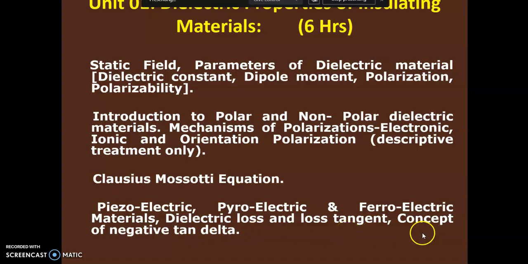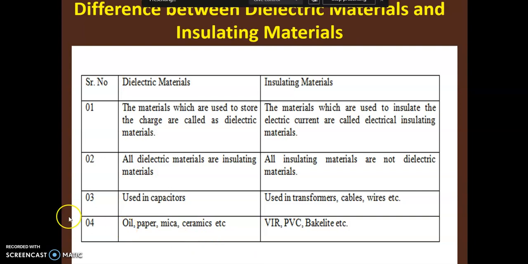tangent, and the concept of negative tan delta. So, unit number 1 on dielectric insulating materials is this. These are particularly dielectric materials. Okay, so you have to see this course curriculum of lectures, 6 hours.